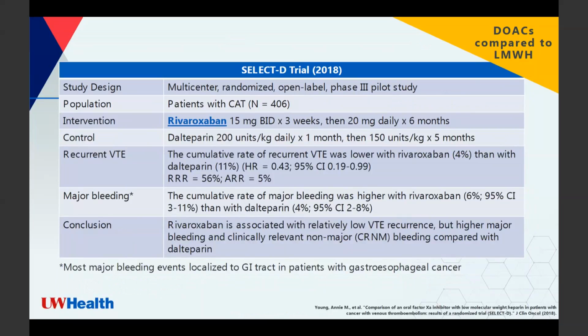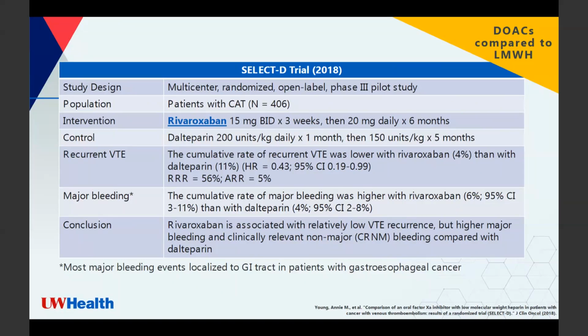So the next trial is the SELECT-D trial, which was published in 2018. This is a multi-center randomized open-label phase 3 pilot study that enrolled a little over 400 patients. The intervention group received rivaroxaban at treatment dosing, and the control group received dalteparin, and this was for a duration of 6 months. The cumulative rate of recurrent VTE was lower with rivaroxaban at 4% than with dalteparin at 11%.